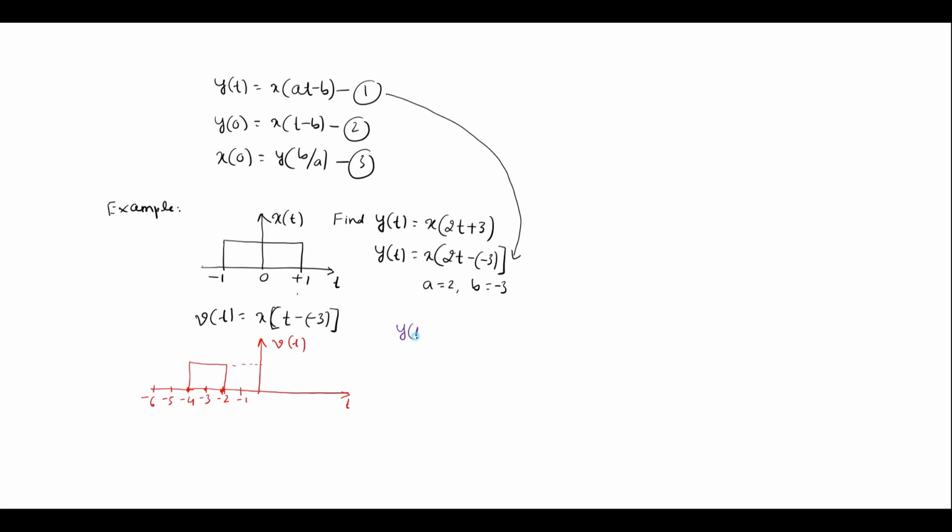that is y of t is equal to x of 2t plus 3. We know that here the scaling factor is 2. If the scaling factor is greater than 1, then the signal will be a compressed version. Therefore, now the y of t is a compressed version of V of t, and it looks like this. That is compressed by 2.